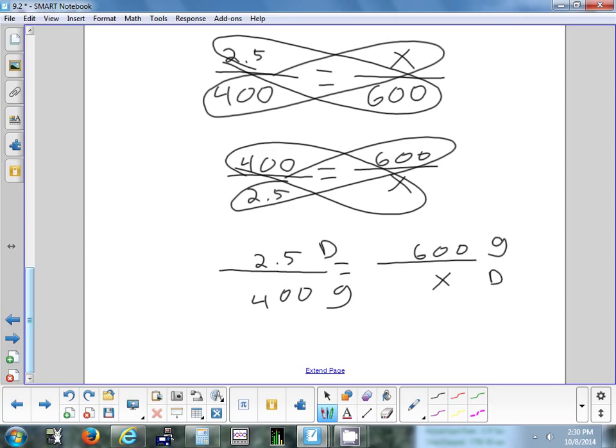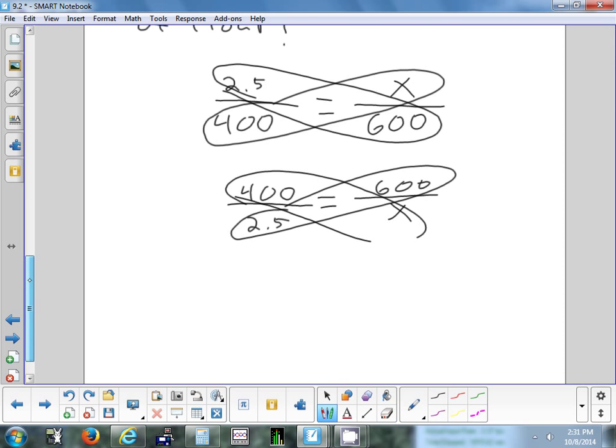No, because now you'd be multiplying X times 2.5, not X times 400. So this way wouldn't work. But that's important to see because a lot of people try to do this on the test and it doesn't work. If you've got to do dozens over grams on the left, you've got to do dozens over grams on the right. So let's finish it up.